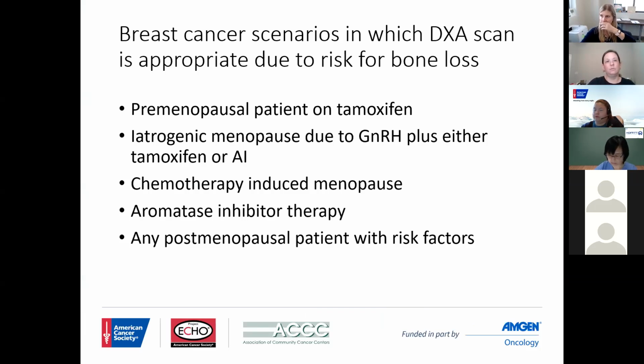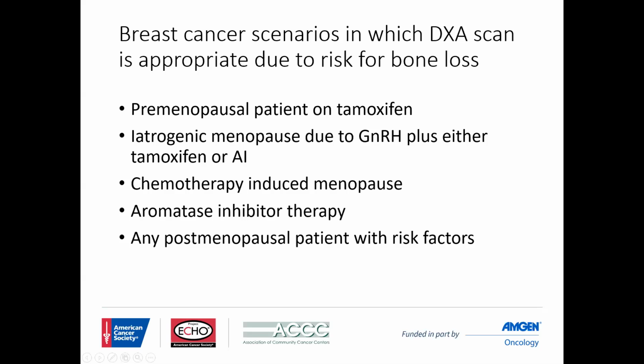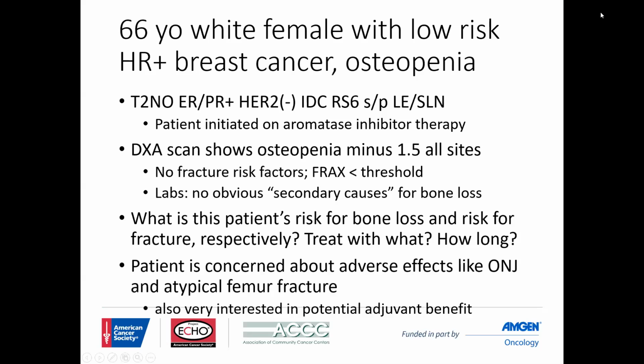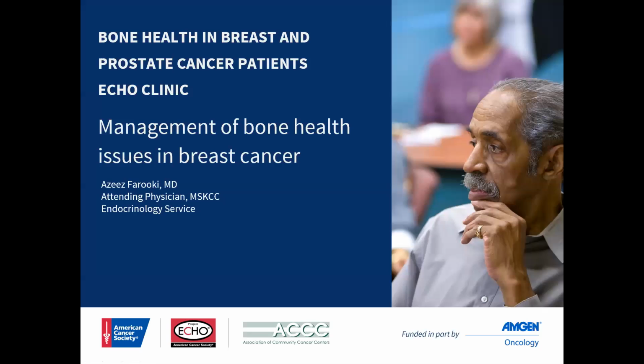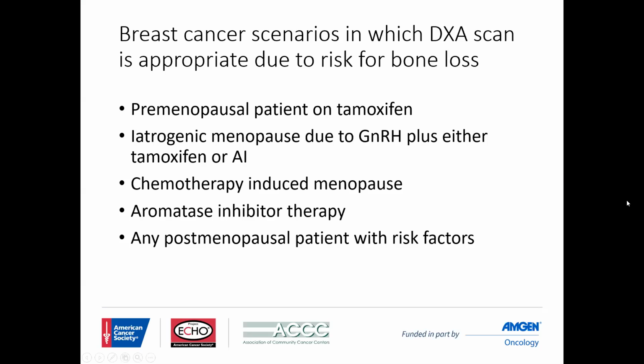These are some scenarios that do come up in my clinical practice, where you could think about bone health and order a DEXA scan. A premenopausal patient on tamoxifen is one scenario. Iatrogenic menopause due to GnRH therapy, plus or minus tamoxifen or aromatase inhibitor, or chemotherapy-induced menopause. You could also say oophorectomy causing surgical menopause definitely can induce rapid bone loss. AI therapy. And you could also do a bone density on any postmenopausal patient who has risk factors, really.